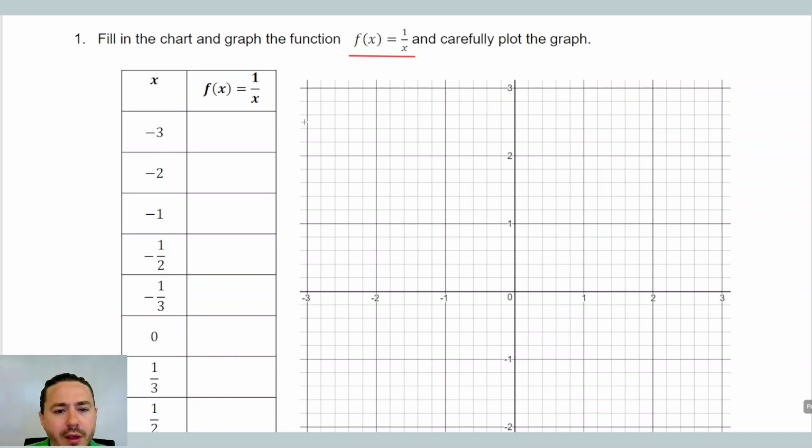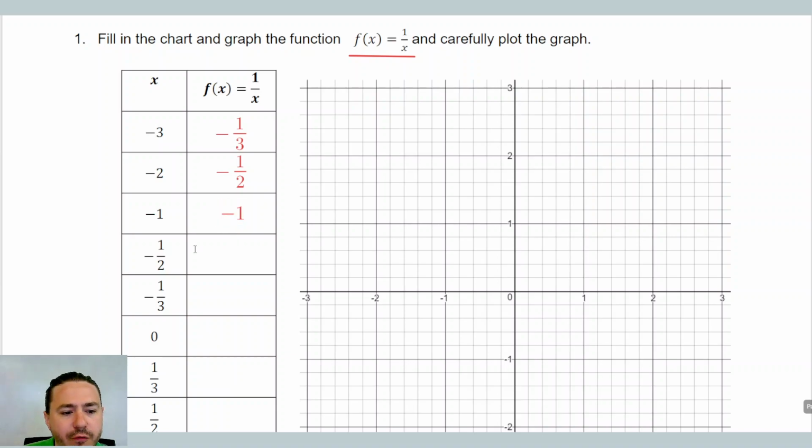So if I plug in -3 here, I'm going to get -1/3. If I plug in -2, I'm going to get -1/2 and so forth. So coming up with these values should not be too bad because it's just 1 over x. It's not like you're really doing any computations here. If I plug in -1, I'm just going to get 1 over -1, which is -1.